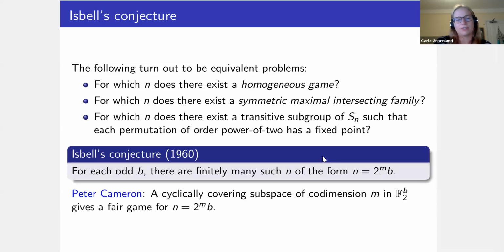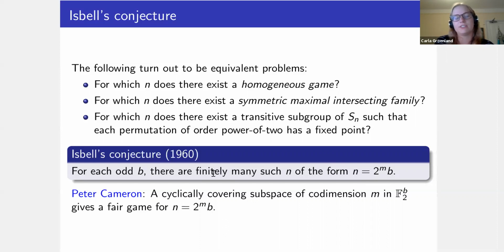And there's a conjecture about this from the 1960s called Isbell's conjecture, which is still open, and basically not much is known about it at all, which is that for each odd integer b, there's only finitely many n of the form n = 2^m times b. So remember that we could do odd numbers, but then when we have an even number, if there's too many factors of 2, then he conjectured that it would no longer be possible to construct these things.